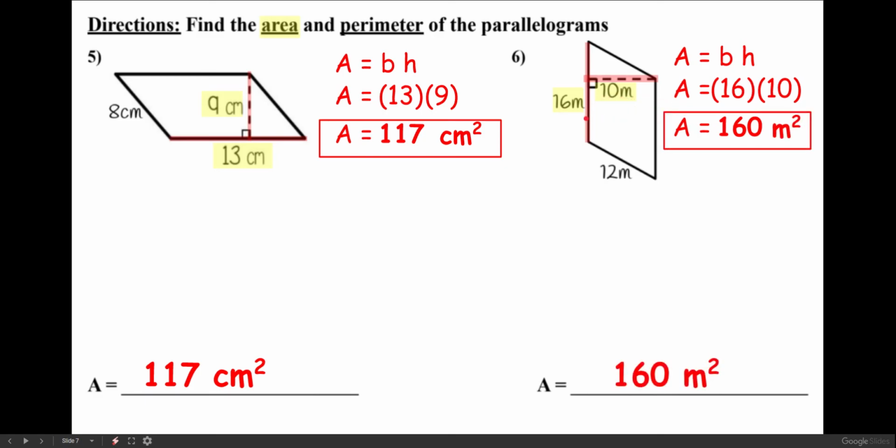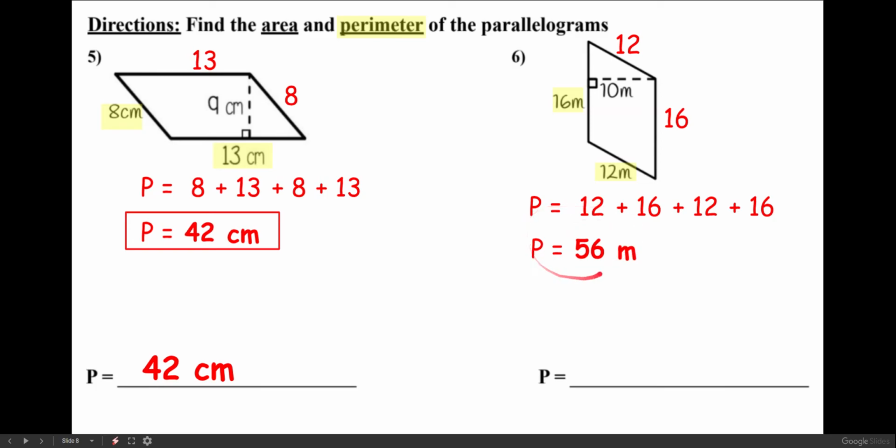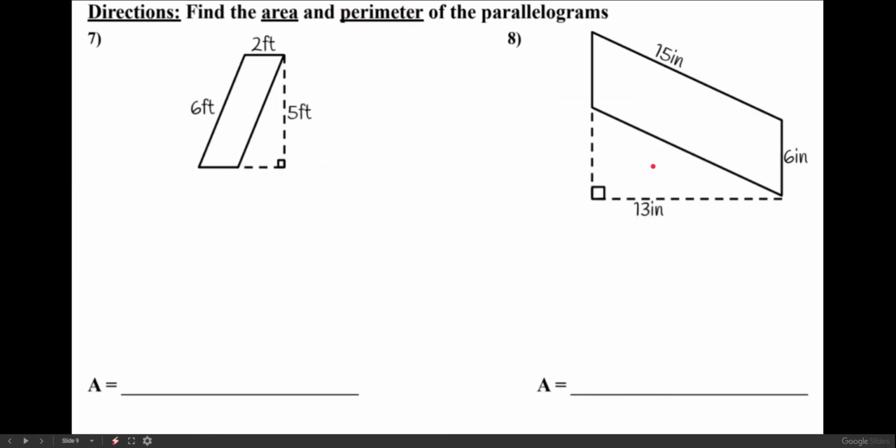So 160 meters squared. Let's look at perimeter for number 6. Let's fill in the missing information. If this is 12, then that's 12. If this is 16, then this is 16. So let's add up all the numbers outside. 12 plus 16 plus 12 plus 16, and that equals 56. 56 what? 56 meters, just regular meters, because it's perimeter. All right, 56 meters. Let's do number 7 and number 8.